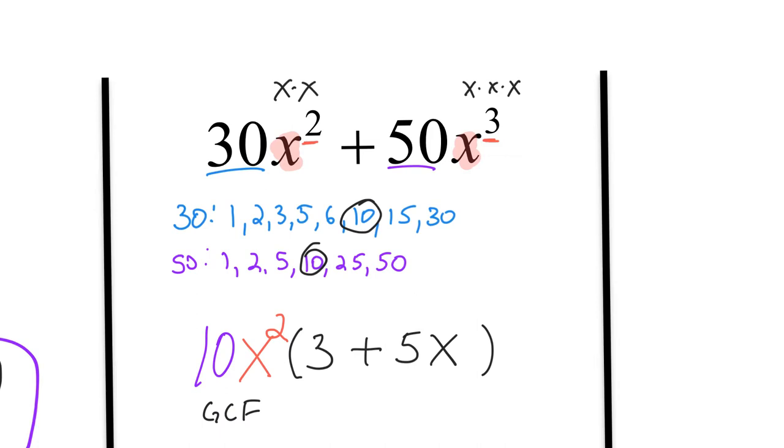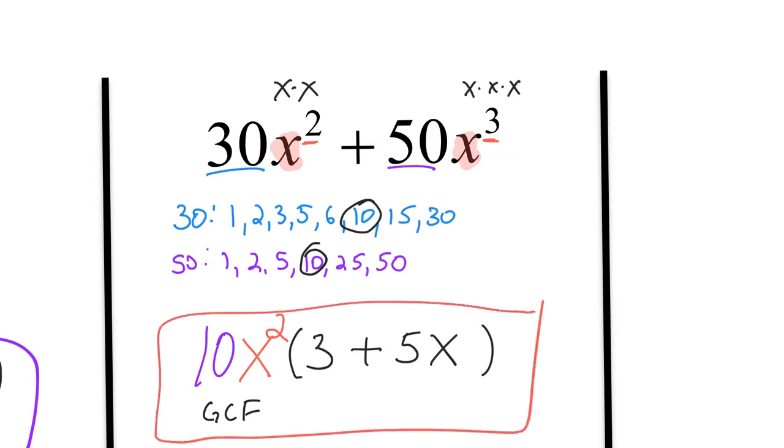Now, if you guys distribute, remember we are undoing the distributive property, but if you actually multiply, 10x squared times 3, that's going to be 30x squared. 10x squared times 5x, 10 times 5 is 50. X squared times x is x cubed. So we get the same polynomial back. And that's the thing, guys. If you multiply and you do not get the same polynomial, if a sign is different or a number is different, the answer is wrong. So my factors are 10x squared times 3 plus 5x.